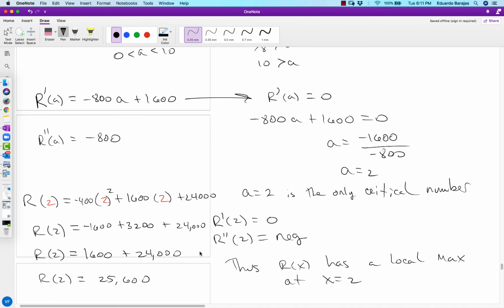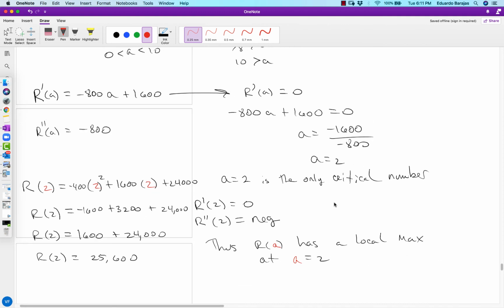So 2 is not the price, right? So A equals, oops, where did I jump to X? Sorry, right here. This is not an X. This is an A, the variable A. So thus, R of A has a local maximum at A equals 2. Okay, but A equals 2, A is just the number, the multiples of discounts that you're going to have. It's not the price, so now we still have to come back and find the price and find the demand.